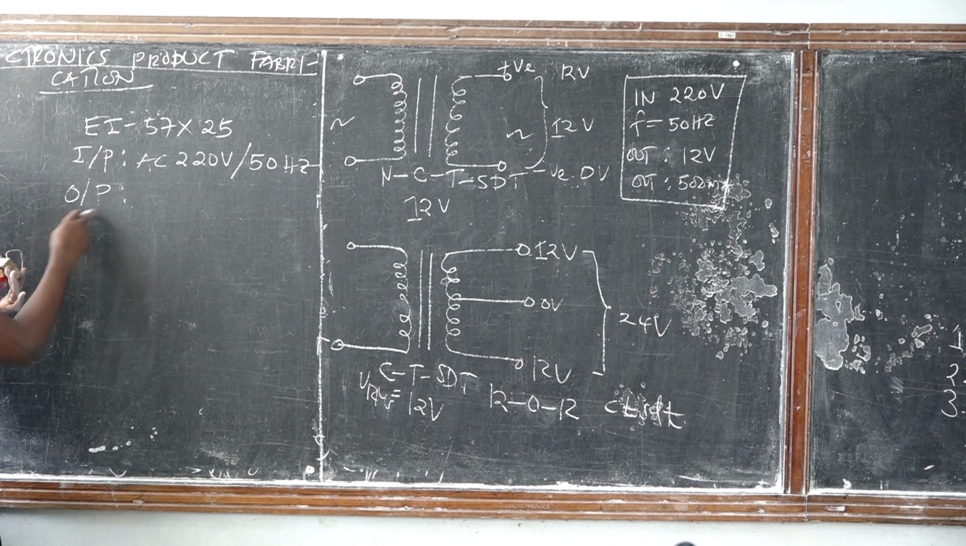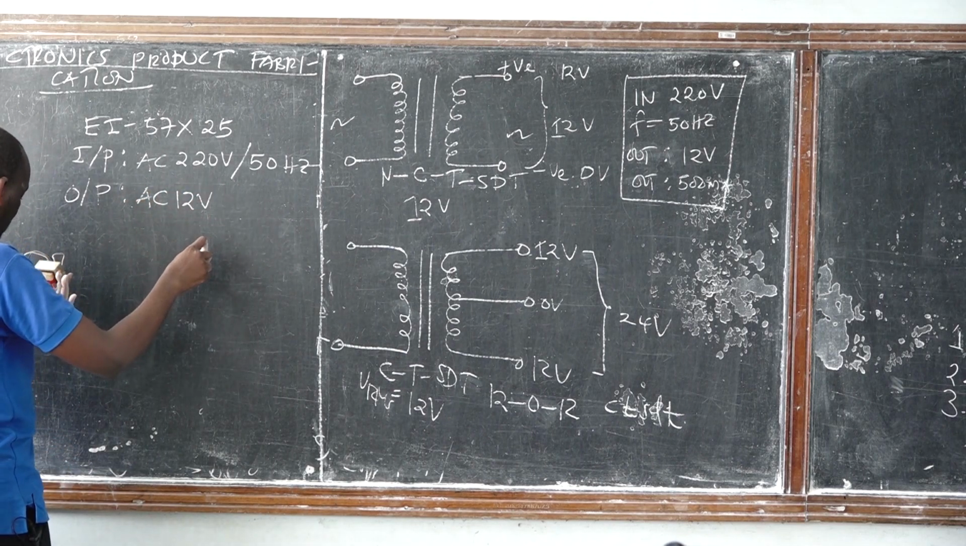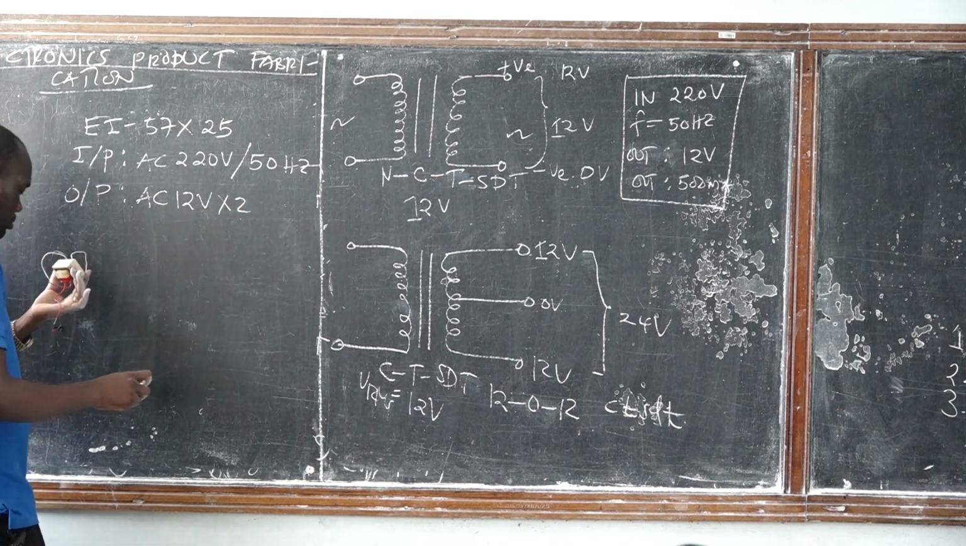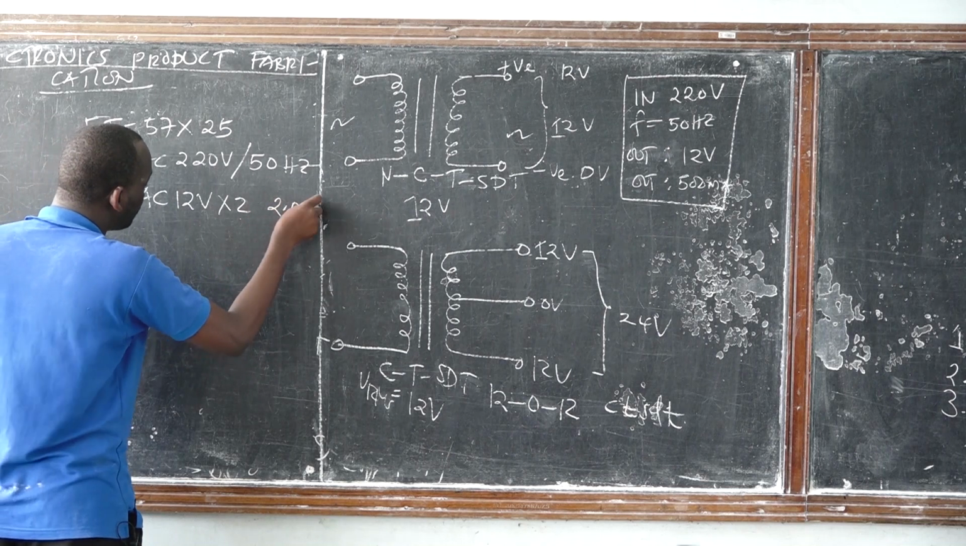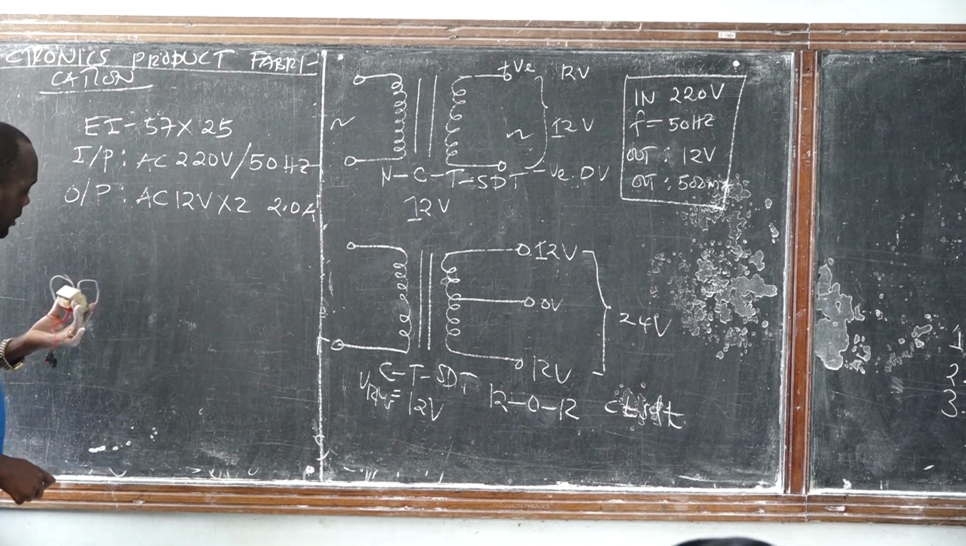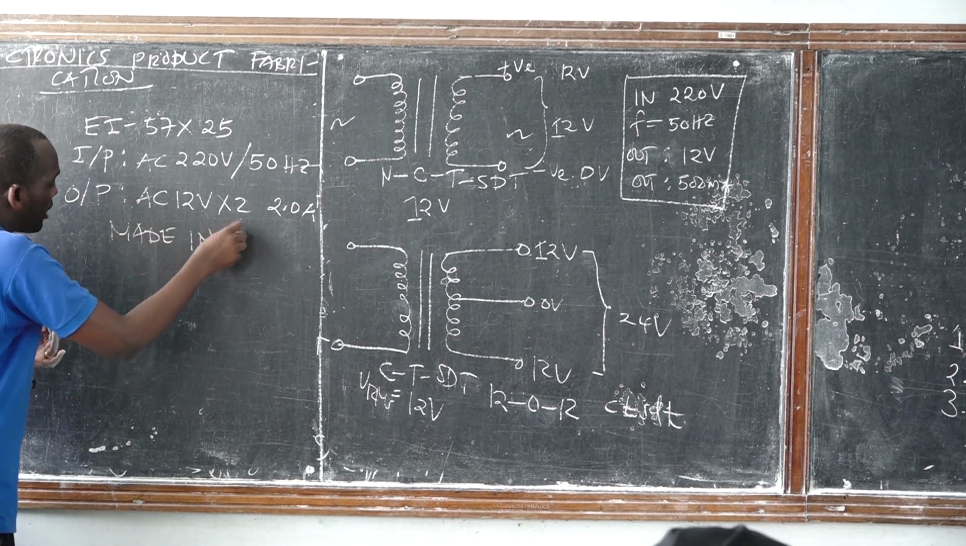So then we have O/P. This means output. This is input, this is output. This is how we used to present information in electronics. Right? So for the output, this is AC 12 volt, then times 2. And this is 2.0 ampere. Okay? Then the other words, you'll find made in China.